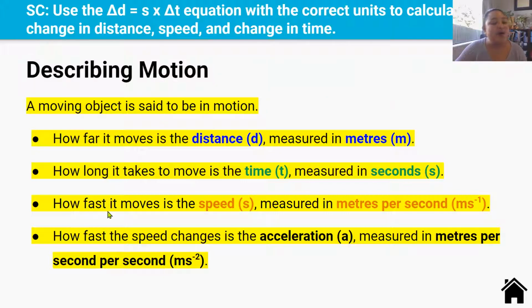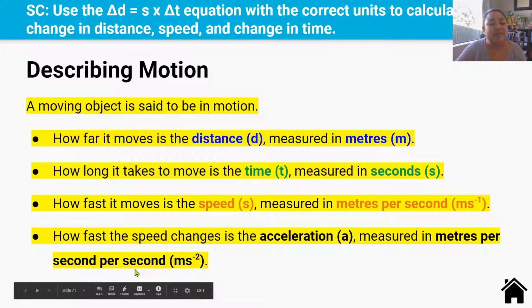How fast an object moves is the speed. That's abbreviated as the small s and is measured in meters per second, ms to the power of -1. How fast the speed changes is the acceleration, and you already know that acceleration is abbreviated as a small a and is measured in meters per second squared, abbreviated as ms to the power of -2.